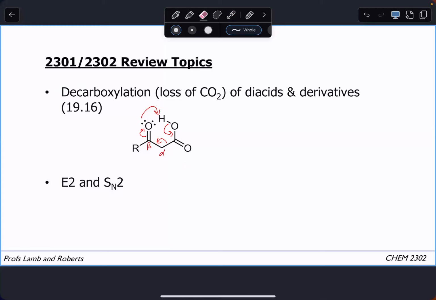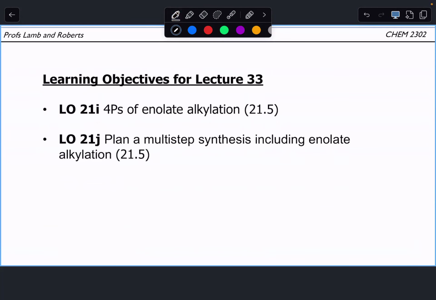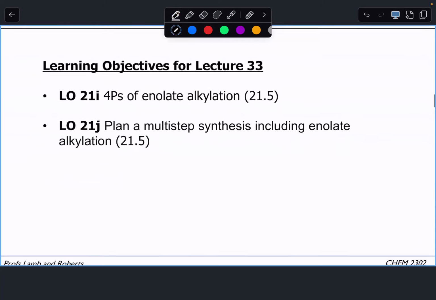We also need to remember E2 and SN2, which you learned in 2301, right? In particular, the reaction we're learning today is an SN2 reaction. We've obviously used that mechanism a lot in this class, but now we're going to use it in the context of enolates. All right, so our two learning objectives for today are the 4 Ps of enolate alkylation, so that is an SN2 reaction, and then planning a multi-step synthesis using some of these enolate reactions.